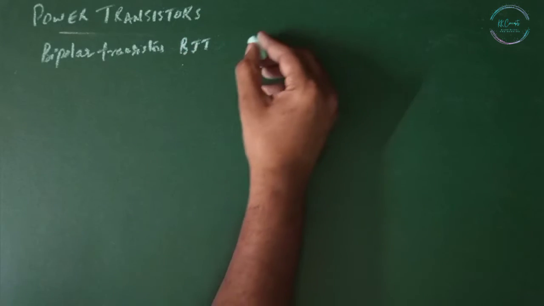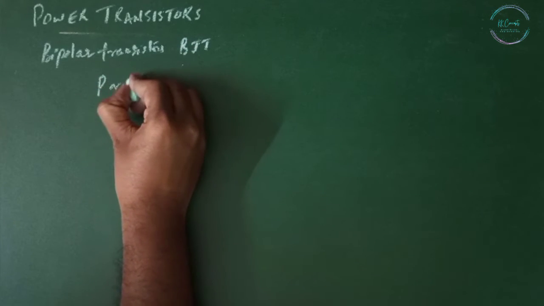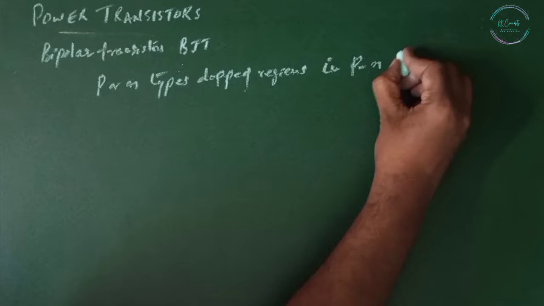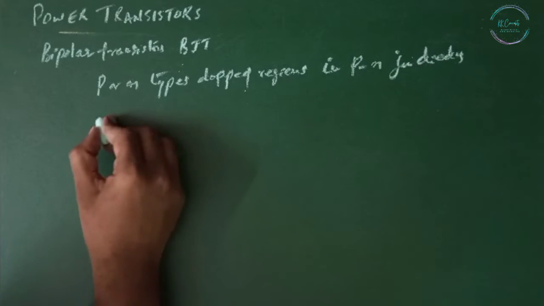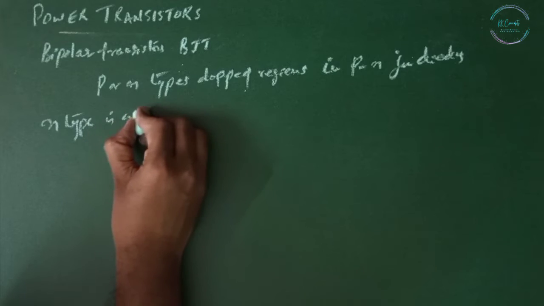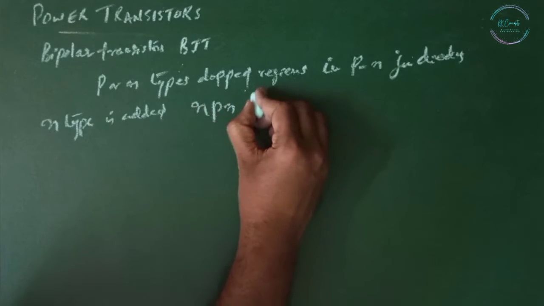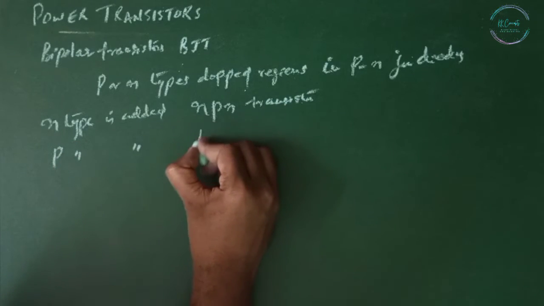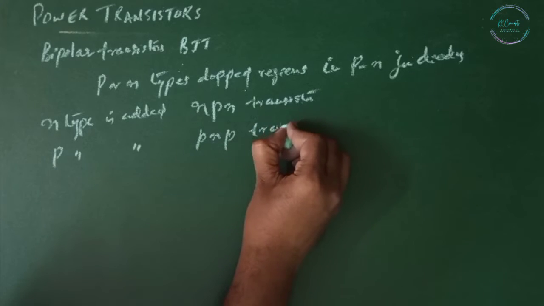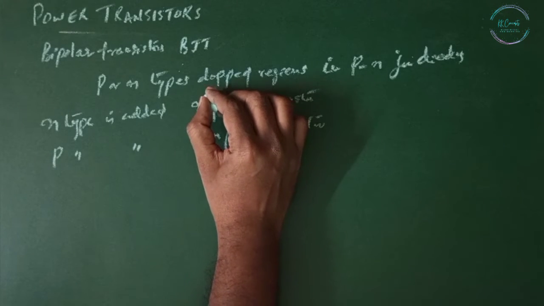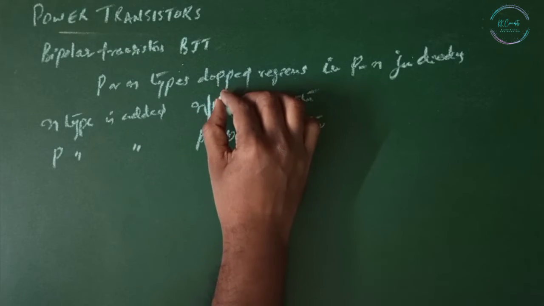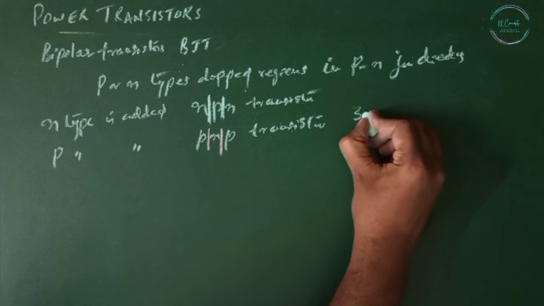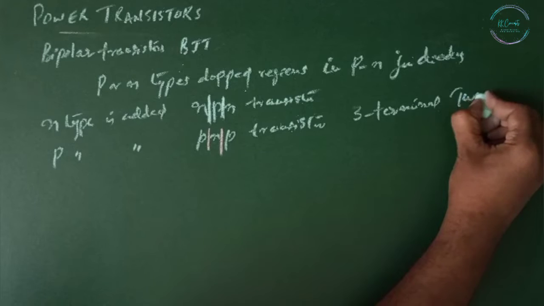A BJT is formed by adding P or N type doped regions to a PN junction diode. If an N type region is added, this becomes an NPN transistor. If a P type region is added, then this becomes a PNP transistor. There will be two junctions. You can see here one junction, and here also one junction. Similarly, in a thyristor also we have junctions. So it's a three terminal, two junction device.